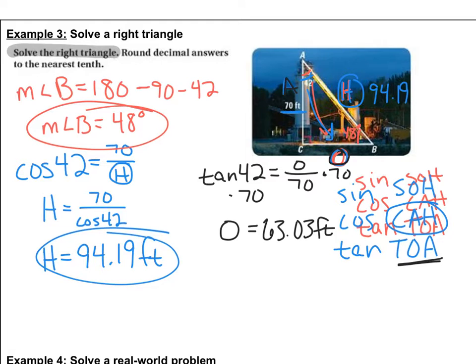So there are many ways to go about figuring this out. It all depends on what you want to use. These are just some of the options. We can obviously talk about more options in class, but again, anytime they say solve the right triangle, you have to find all missing pieces of information.